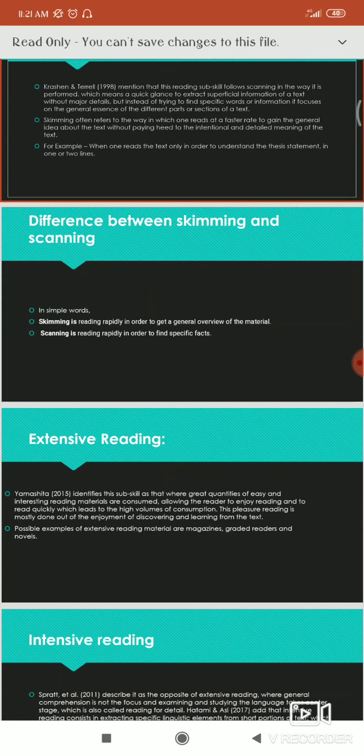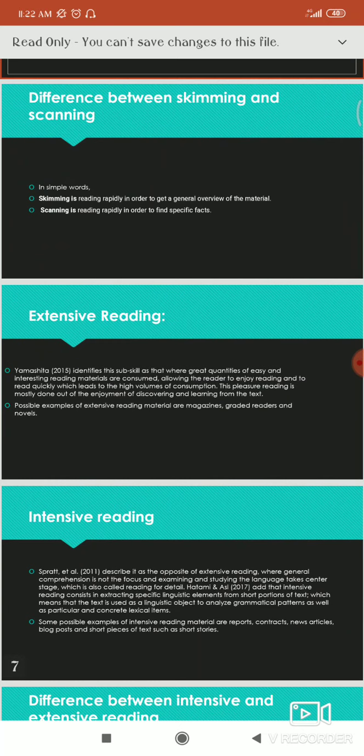Difference between skimming and scanning, in simple words: skimming is reading rapidly to get a general overview of the material, and scanning is reading rapidly in order to get a specific fact. So in scanning, we read so quickly to take only the important facts, and in skimming, we quickly read anything to get a general view or general idea.